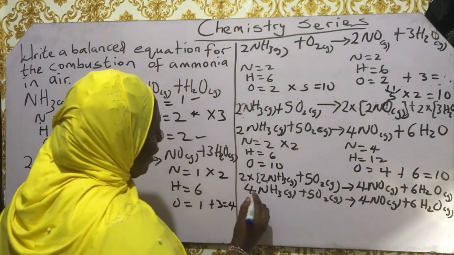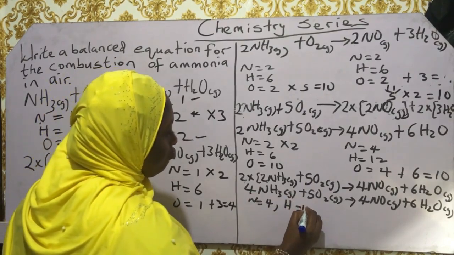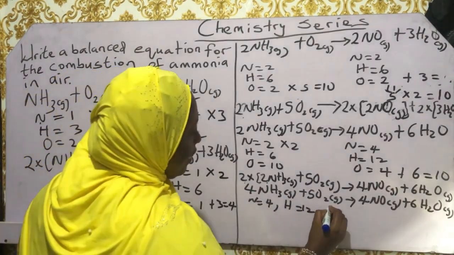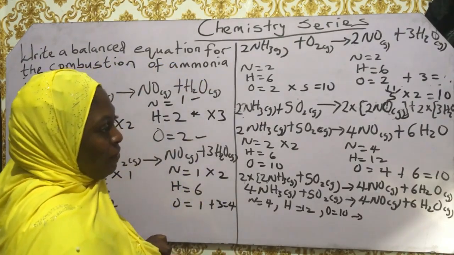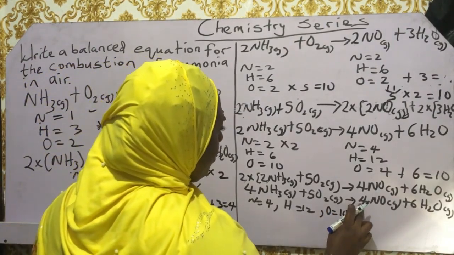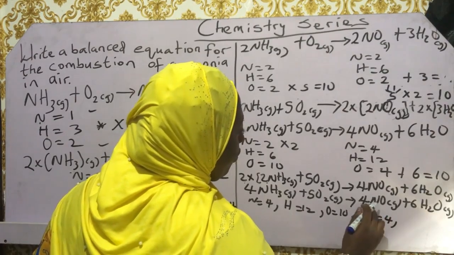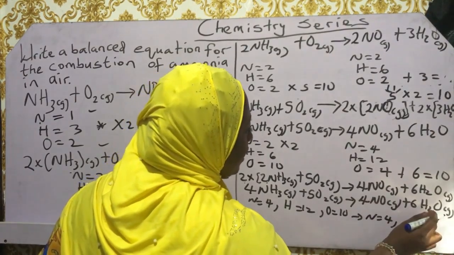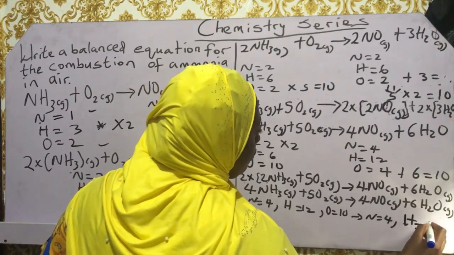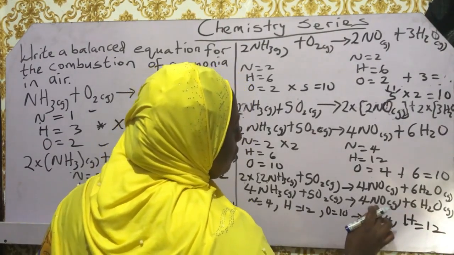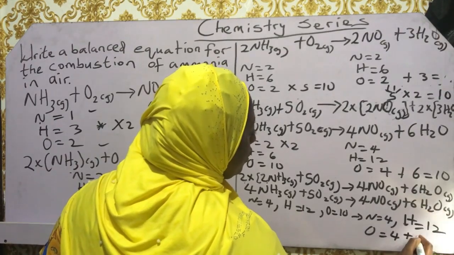Now let's see. Nitrogen is equal to 4. Hydrogen here, 4 times 3 is 12. And then oxygen here is equal to 10. Are we good? So let's see. Here we have 4 times 1, which is equal to 4. Let's first see hydrogen, 6 times 2, that is hydrogen is equal to 12. Then oxygen, 4 times 1, that is 4. 6 times 1 here, which is 6.